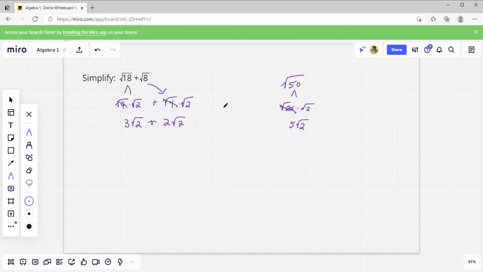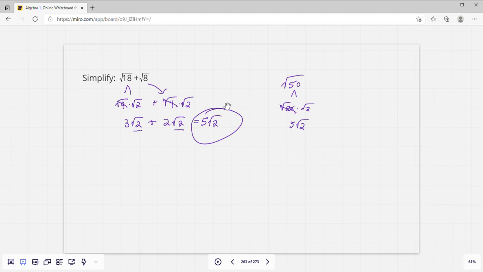And now we have like terms, and we can add those together, because we have square root of 2 and square root of 2. 3 plus 2 would be 5 times the square root of 2. That's the answer to that one. Alright, let's try another one.